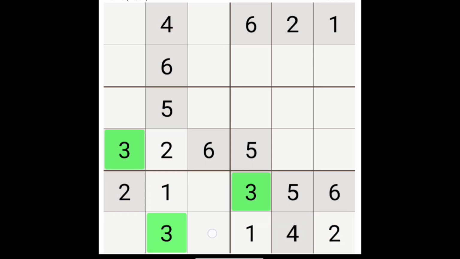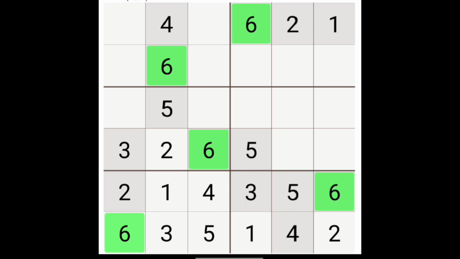Okay. Now let us complete this box. So in this box 1, 2, 3 are given. 4, 5, 6 are missing. So in this box 5 and 6 cannot come because you can see 5 and 6 are there in the right corner of this row. So 4 will come in this row and 6 cannot come in this cell. So 5 will come in this cell and 6 will come at this place.